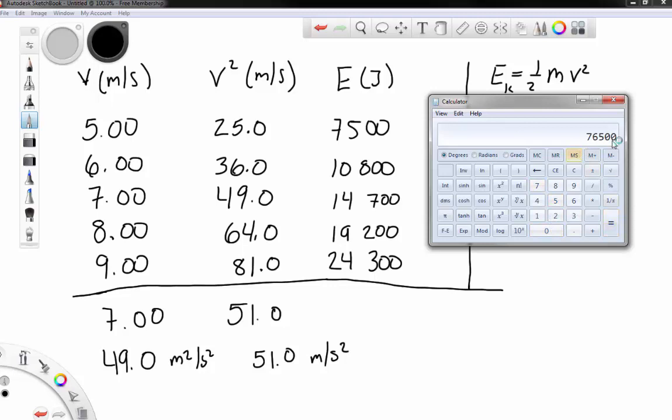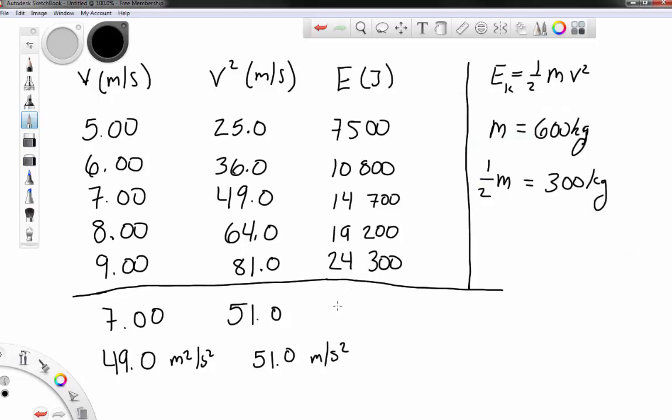That's 76,500 joules, and that's distributed among 5 objects, so the average is 15,300 joules. So these cars have this average energy of 15,300 joules.